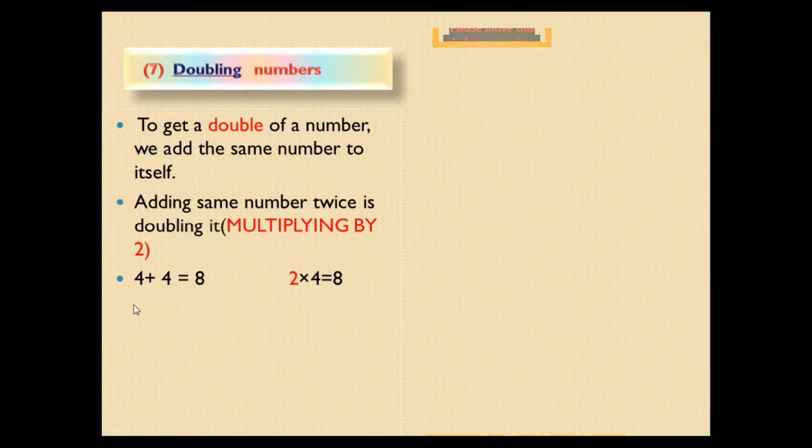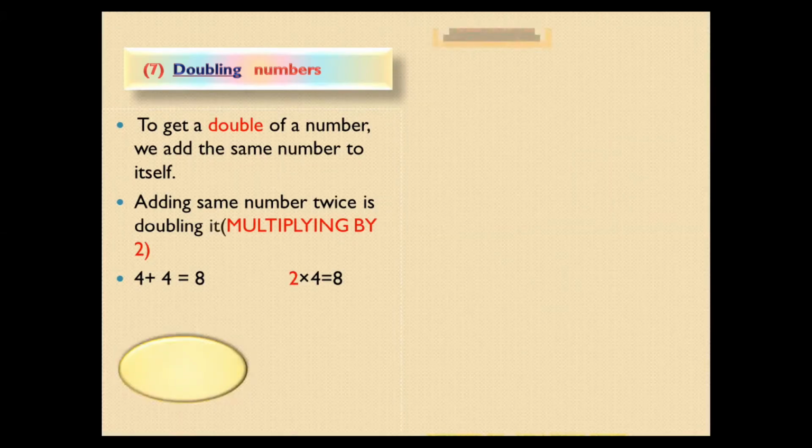Here in this example, we double number 4 and write it twice. 4 plus 4 equals 8. Doubling a number means that we multiply this number by 2. So here we double number 4, and instead of writing 4 plus 4, we can write it as 2 by 4, which equals 8.